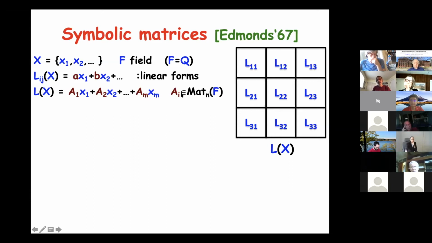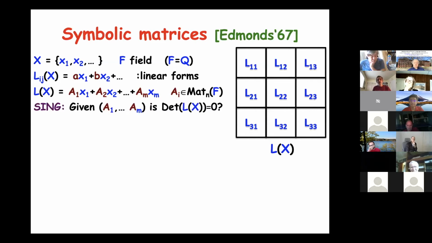So this makes sense over any field. You take this formal linear combination of some constant matrices and you get a symbolic matrix. Now you can ask the same question, only generalized to this more general setting: I give you these constant matrices, A1 through AM, and I ask whether the symbolic matrix has a 0 determinant. That's a singularity question: whether this matrix is singular, or whether its determinant is identically 0 as a polynomial.